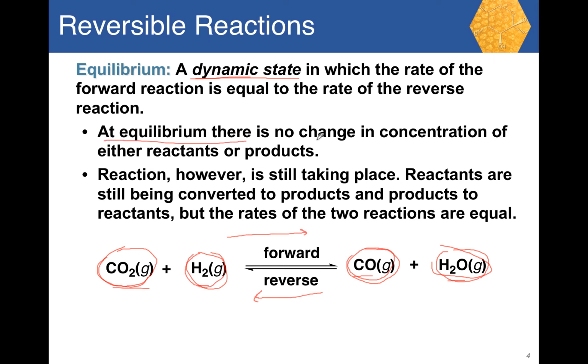So, summary. At equilibrium, there's no change in concentration of either the reactant or the product. No change. The reaction, however, is still taking place. The reactants are still being converted to products in a forward direction, and the products are still being converted to reactants in the reverse direction, and that's why it's called a dynamic equilibrium. So make sure you understand these terms, and make sure you understand what a reaction at equilibrium means.